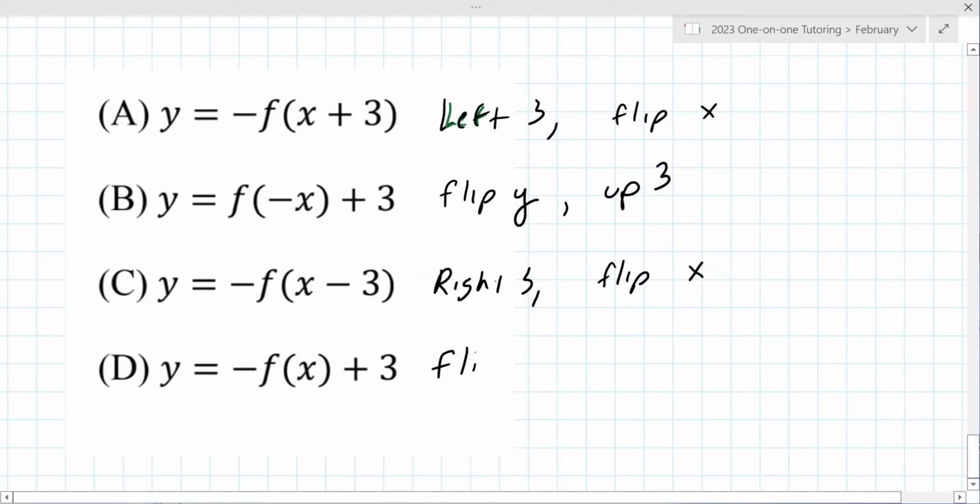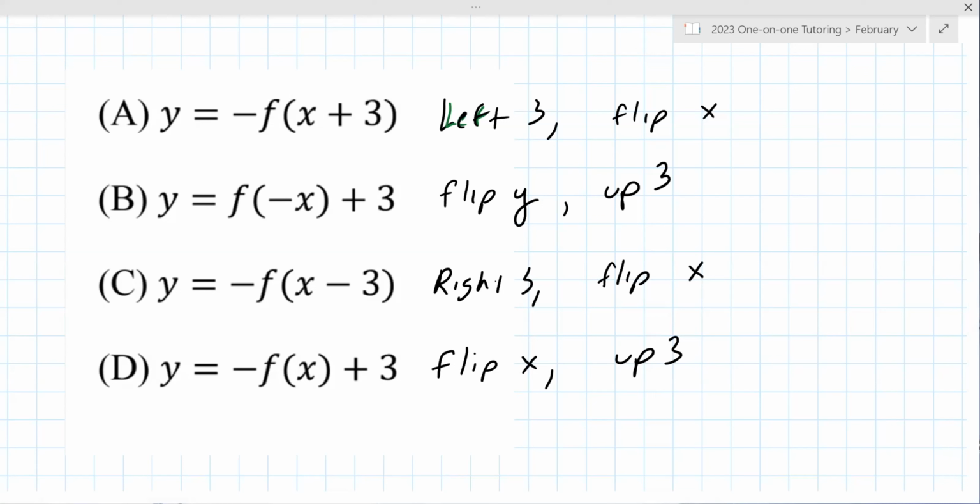Flip X and then up 3. The order does matter, but I don't think they're going to give you anything too crazy.